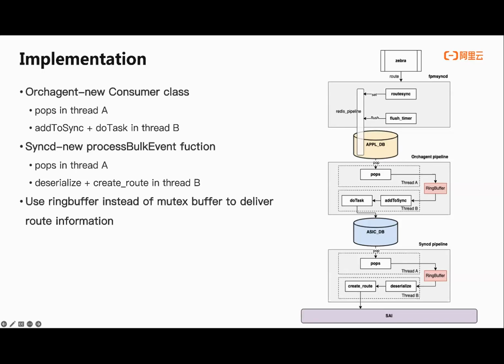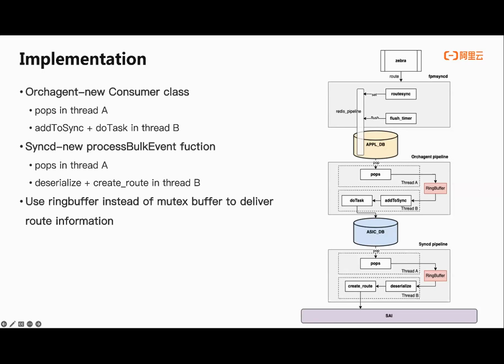And this is how we actually implement the pipeline. As you can see, there might be some difference from the design before, since we put add to sync and do task together. And I will explain that later. And also there are some changes in FPM SYNC-D, which is not mentioned before, and I will explain that later too.